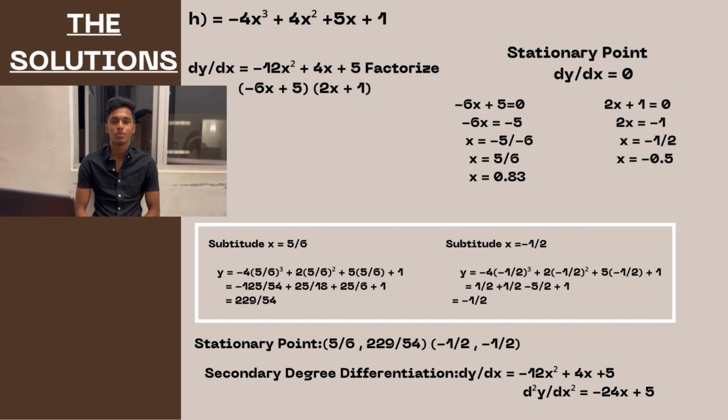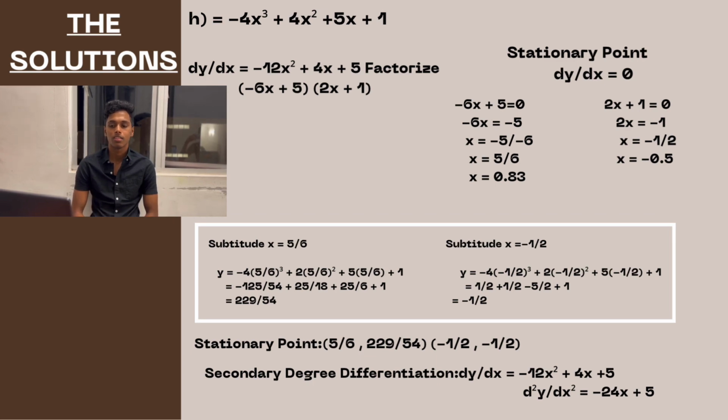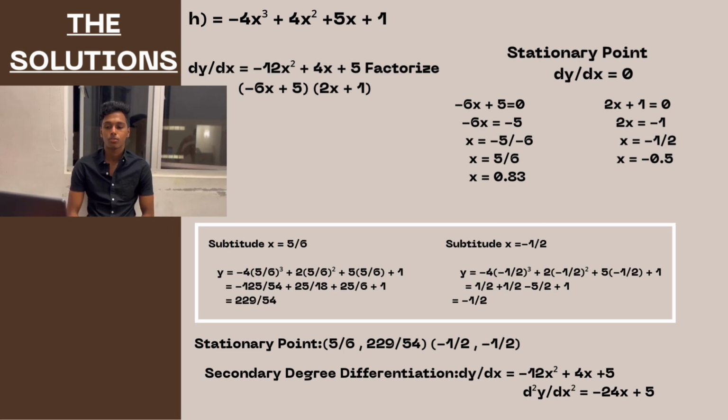Selamat sejahtera kepada semua. Hari ini saya nak bentangkan soalan H, iaitu negative 4x power of 3 plus 4x squared plus 5x plus 1. First of all, we have to find the differential. So the equation for dy dx will be negative 12x squared plus 4x plus 5. After that we have to factorize, so we'll be getting two equations. The first will be negative 6x plus 5, and the second will be 2x plus 1.